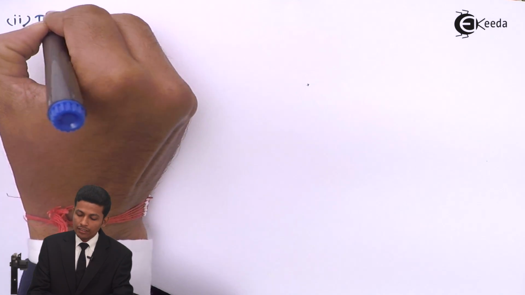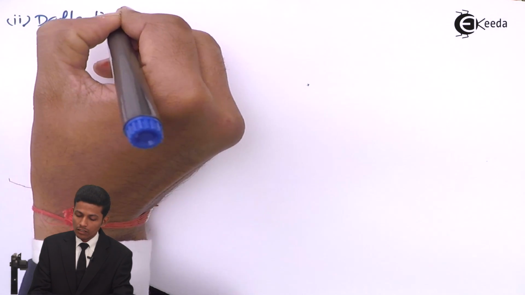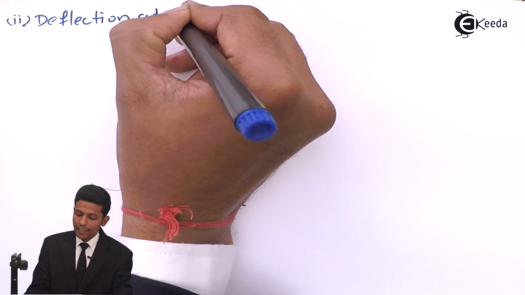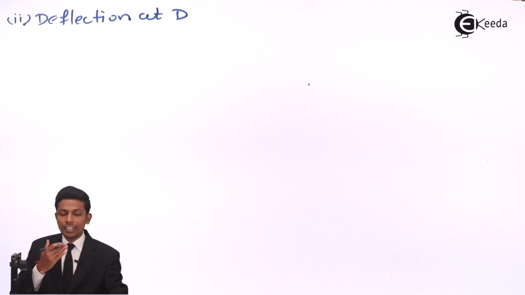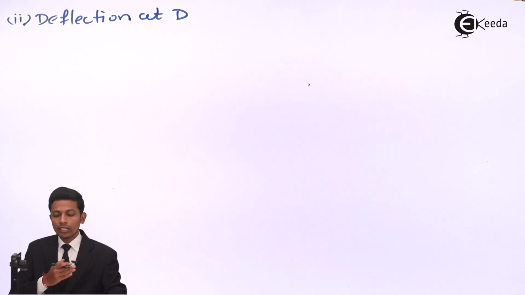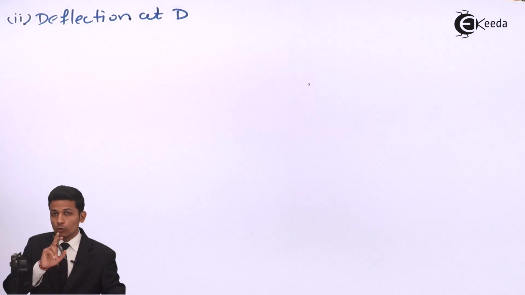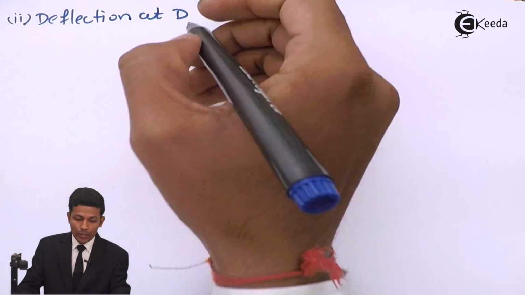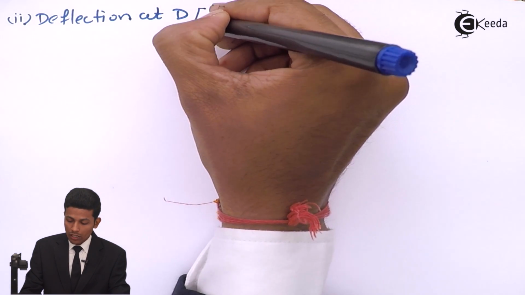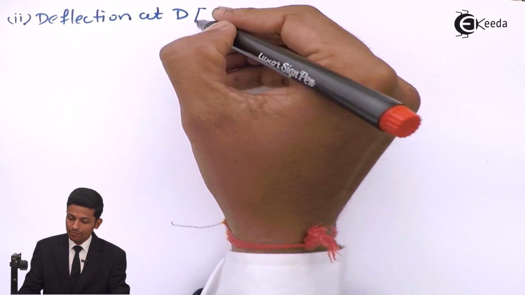Means second one will be now deflection at D. Now we have to find deflection at D. First I am explaining considering effect of axial deformation. Now we are doing neglecting effect of axial deformation. I am explaining both of them, but in the question it is asking neglecting effect of axial deformation. Okay, so I am writing over here considering.